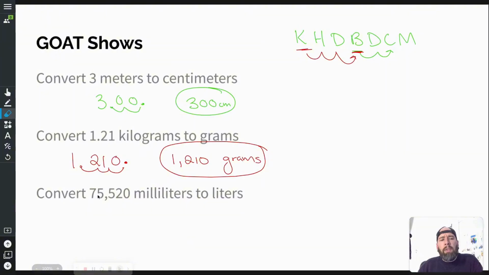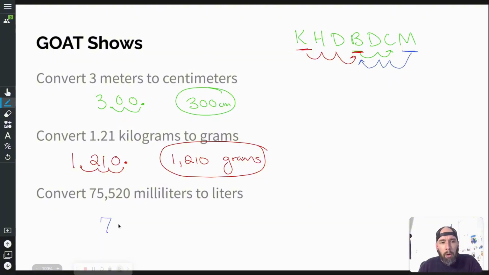Convert 75,520 milliliters to liters. Now I'm getting larger. So milliliters is over here, and I'm going to go to the base, 1, 2, 3 to the left. So if I'm getting larger, I'm also going to the left.